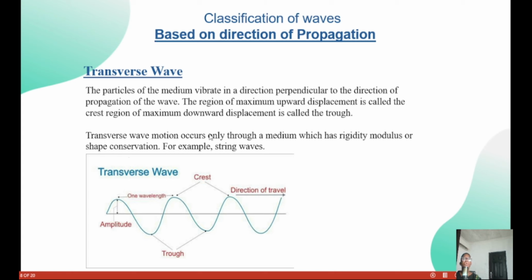Transverse wave motion occurs only through a medium which has rigidity modulus, or shape elasticity. For example, the string wave. You can see this one is moving up and down, and this place is called the crest, and the lower part is called the trough, and this is the direction of the wave. So this one is moving perpendicular to the direction of the wave. The wave is moving this way, while the particles themselves are moving in the upward direction.